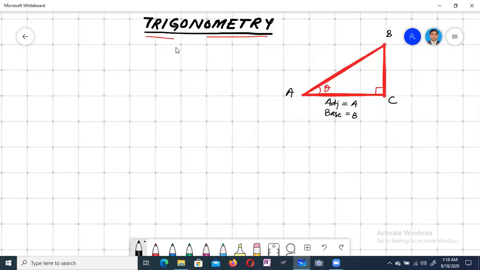Opposite to this given angle, angle theta, that is perpendicular, or opposite side. We can say opposite side. Opposite side can be represented with O, or perpendicular, or P. And opposite to the right angle, that is hypotenuse, and we are representing it with H.